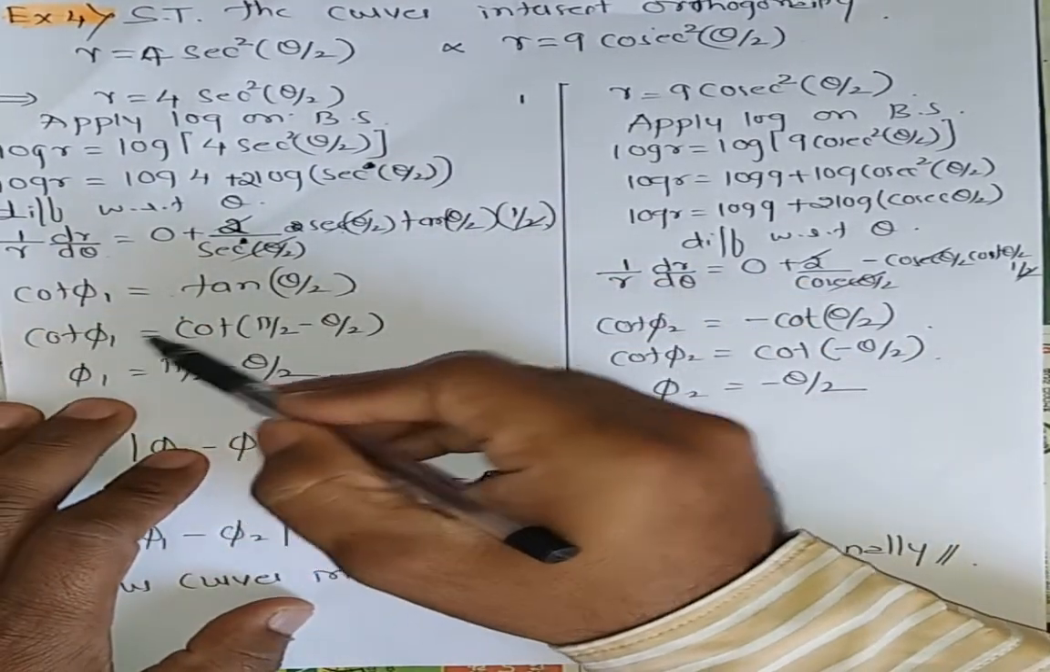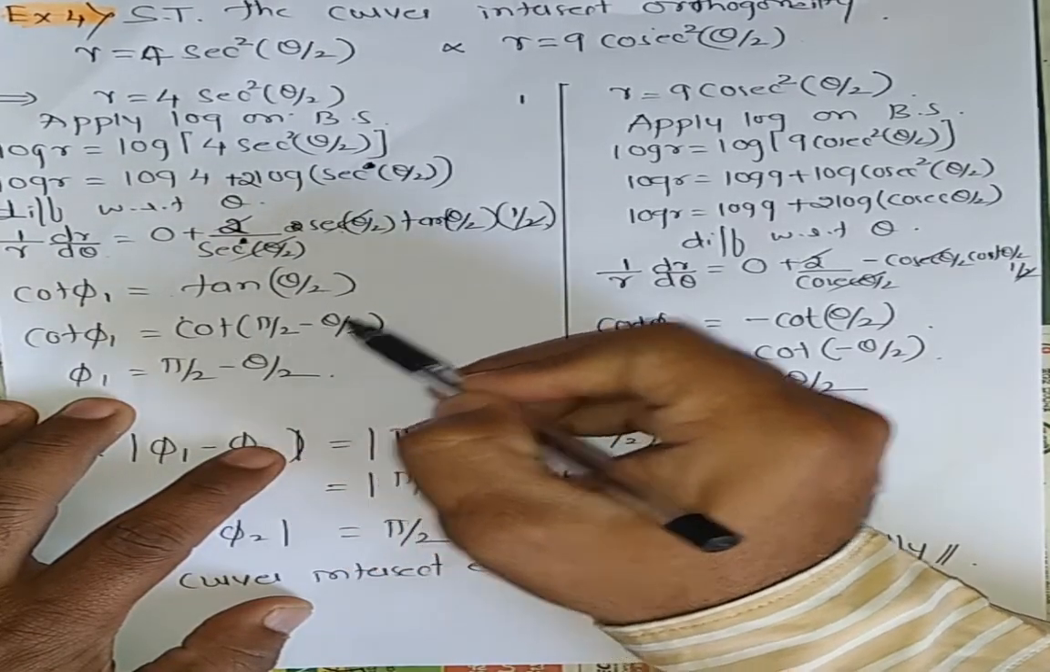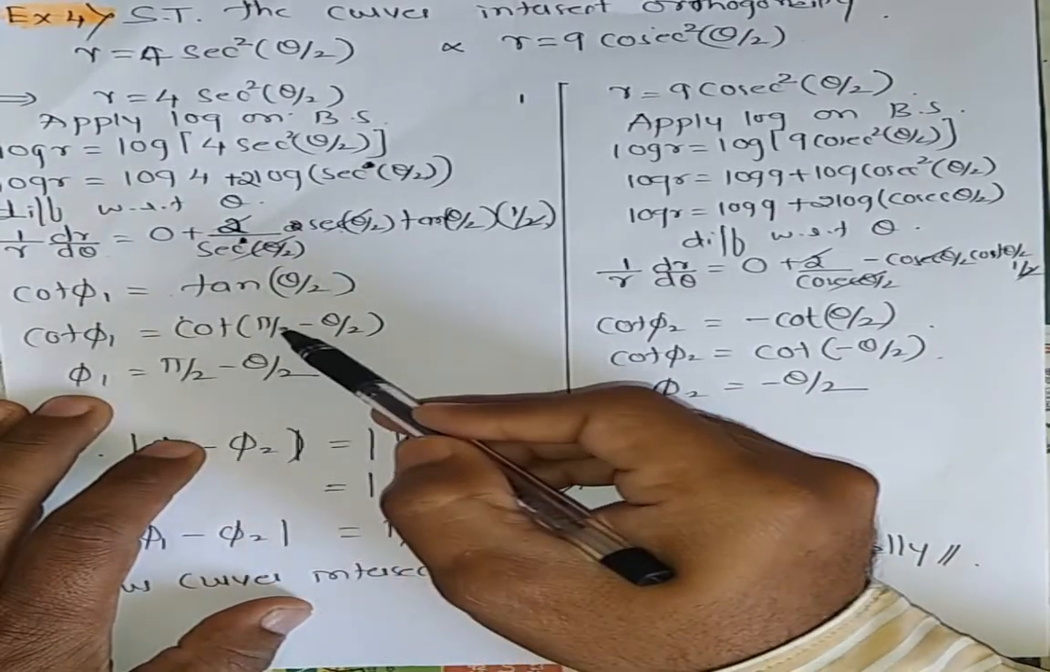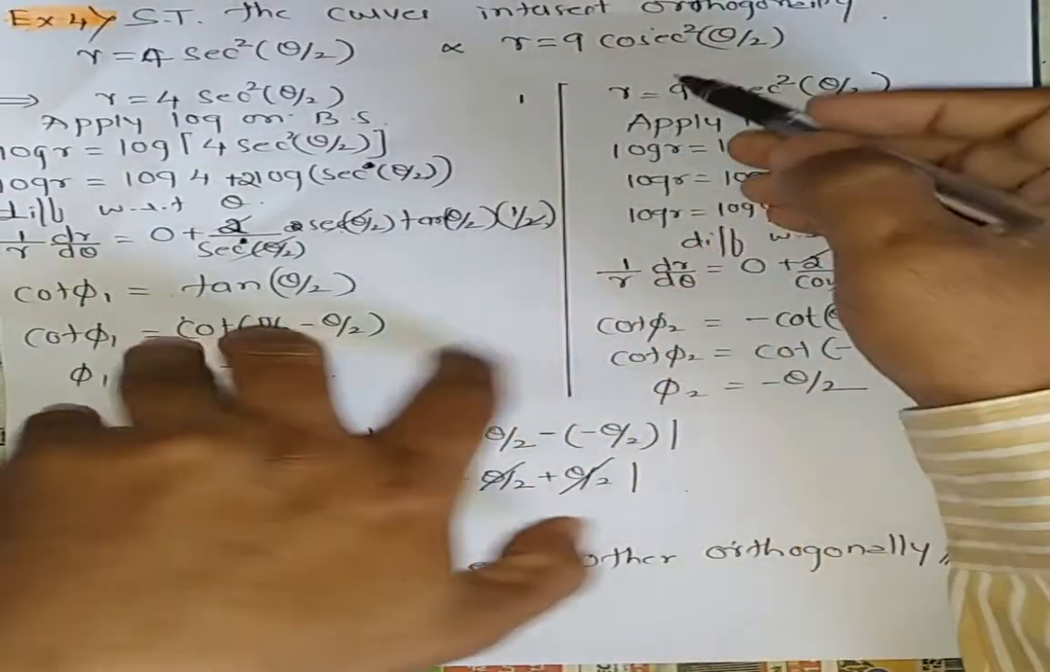So cot phi 1 is equal to tan theta by 2; you can convert this tan in terms of cot of 90 minus theta by 2. So cot gets cancelled. So phi 1 is equal to pi by 2 minus theta by 2. You got phi 1 easily. Okay, now let us go for the second curve.